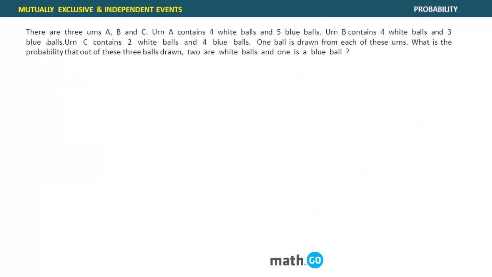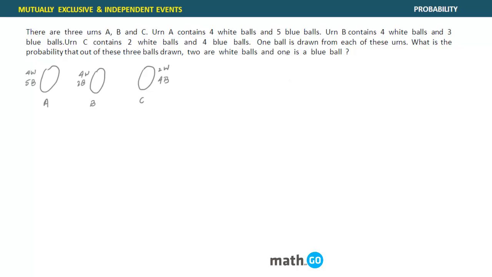Let's take another problem. It says there are three urns A, B and C. So let me have three bags: an A bag, a B bag, and a C bag, right? A contains 4 white and 5 blue balls. Then B is given 4 white and 3 blue balls, and C is given to be 2 white and 4 blue balls, right? This is what is given to you.